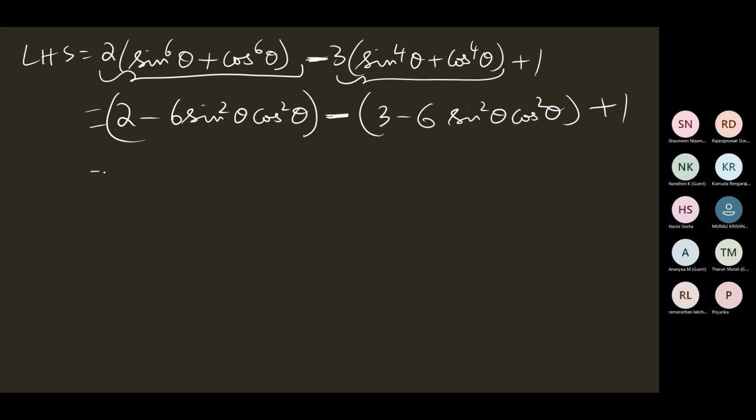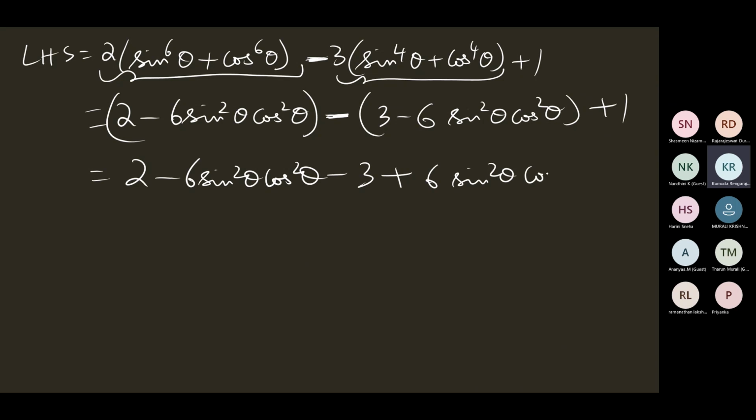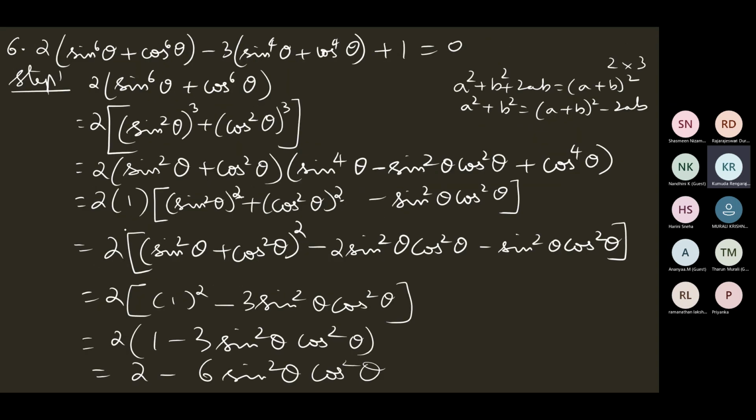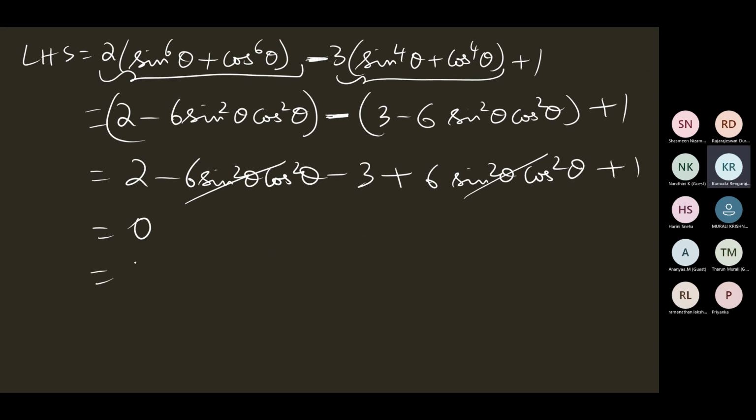Plus 1. So 2 minus 6 sine square theta cos square theta minus 3 plus 6 sine square theta cos square theta. Signs will change because minus into minus is plus. Now plus and minus 6 sine square theta cos square theta get cancelled. 2 minus 3 minus 1 plus 1 is 0. And that is the RHS.